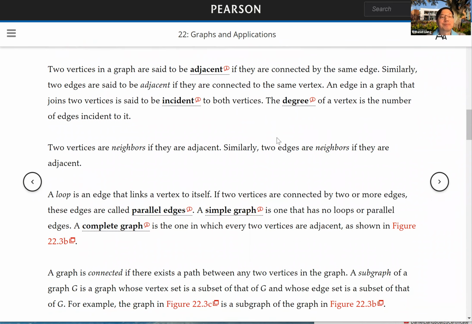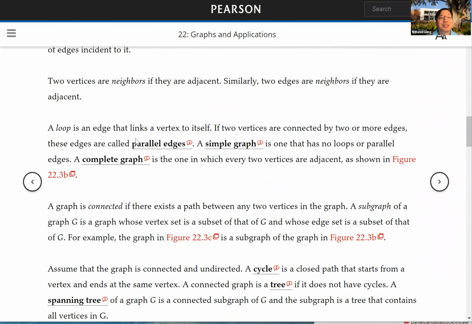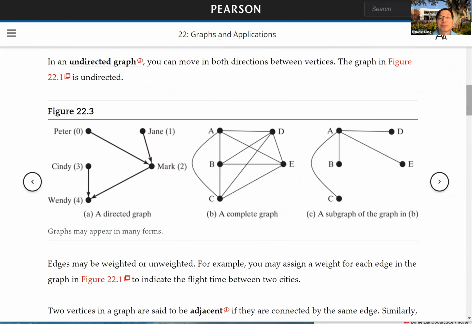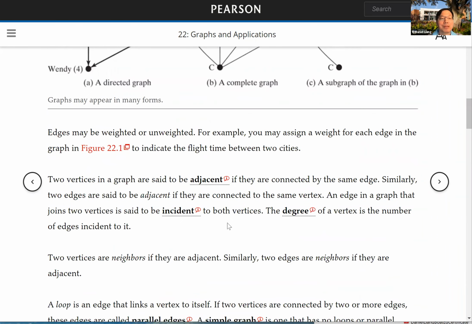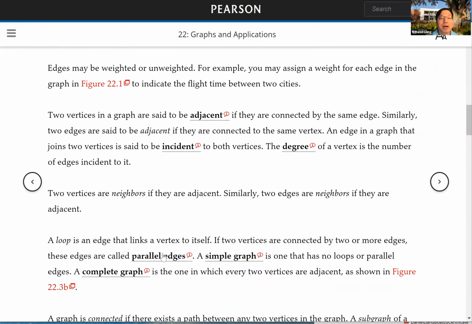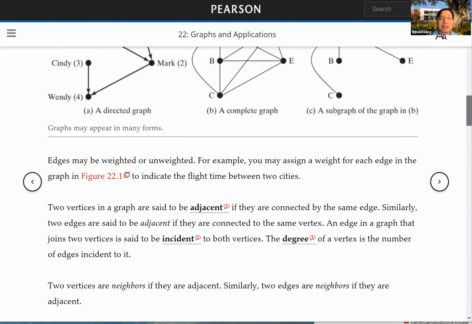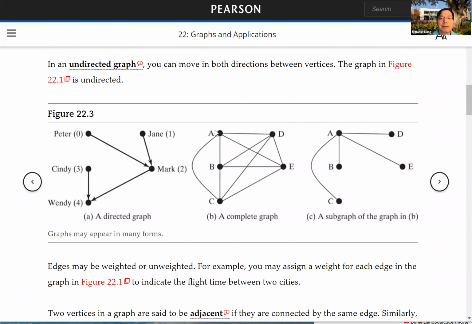A loop is an edge that links a vertex to itself. So here, we don't have this case. So if you have an edge from A to A itself, that's a loop. Now, what is a parallel edge? A parallel edge is when you have an edge A to D, and you have another edge A to D. So this is called a parallel edge.